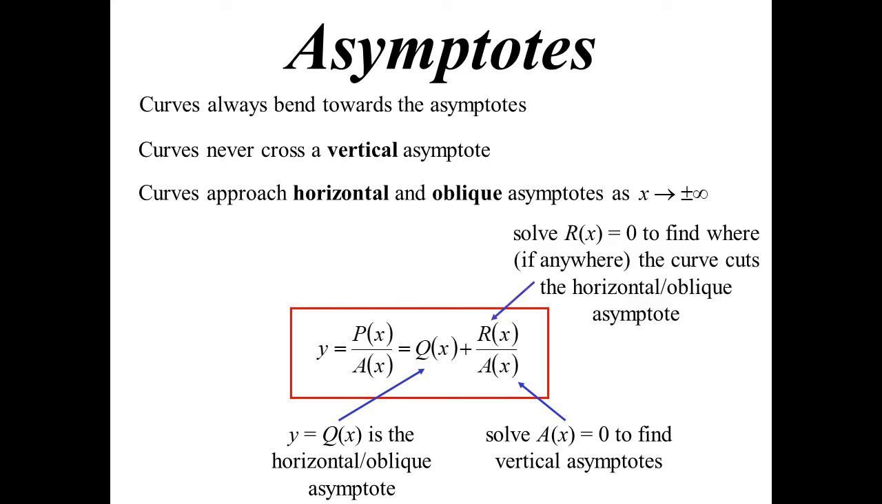And then the remainder, well, we solve remainder equals 0 if it's possible. If it is possible, that'll tell us where it does cut the horizontal or oblique asymptote. If it's not possible to solve it, then it doesn't cut the horizontal or oblique asymptote. Let's use this as an example.